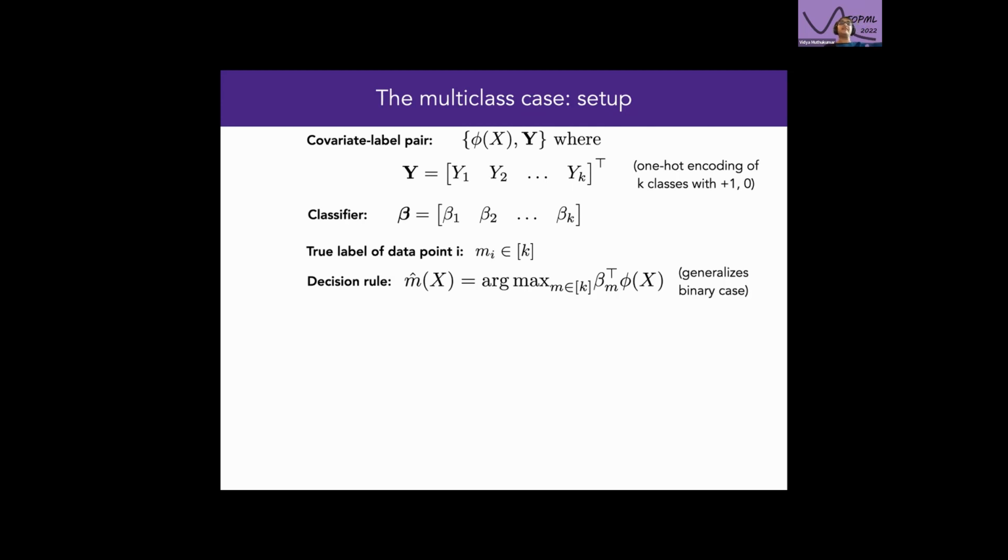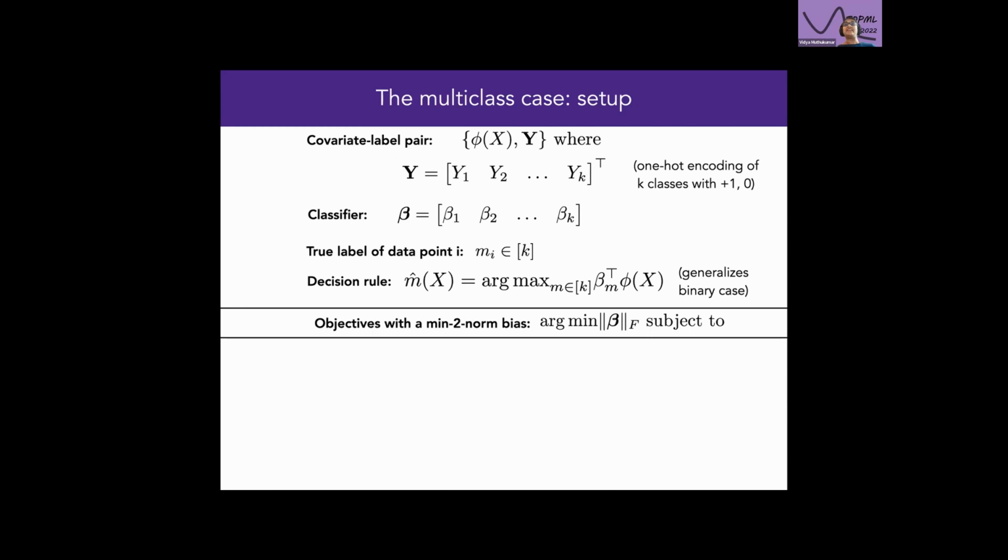There is a notion of decision rule that is used in multi-class, which simply looks at an input x and the candidate classifier beta 1 up to beta K. We pick the index that maximizes the linear product of these. It's not difficult to show that this generalizes the binary case when K is equal to 2 and beta 2 is equal to minus beta 1. As in the binary case, the objectives that are relevant here will also have a min2 norm bias. The reason I have a Frobenius norm is because beta is a tuple of vectors, and it's essentially going to be a matrix.